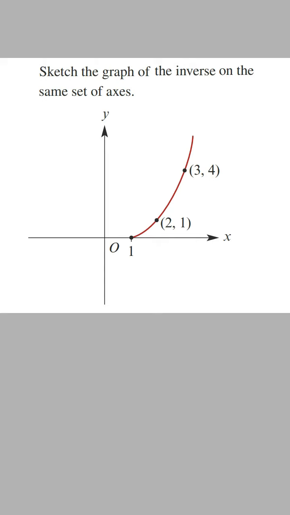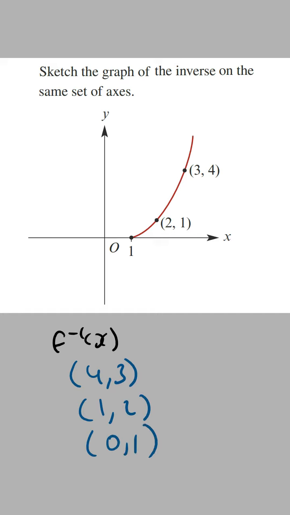Here's a quicker way to sketch the graph of an inverse function for maths methods. For this question, we need to sketch the graph of the inverse on the same set of axes. Looking at this graph, we can see that we've got 3 points, and we know that for the inverse graph, we can swap the x and y coordinates. And so this means that if we swap the x and y coordinates of this graph, f inverse is going to have the points (4, 3), (1, 2), and (0, 1).